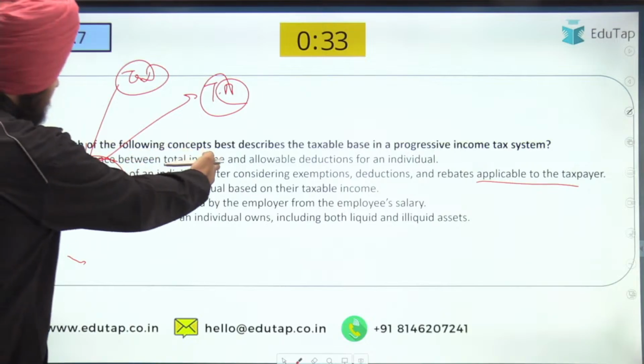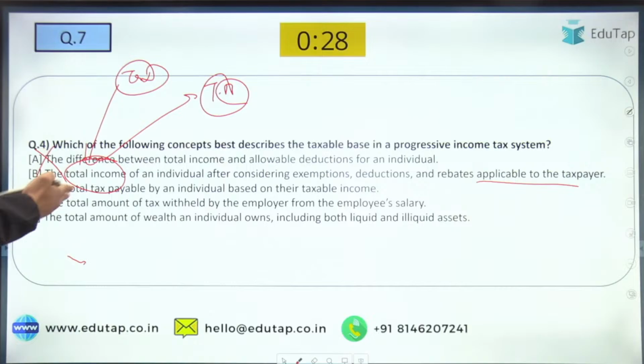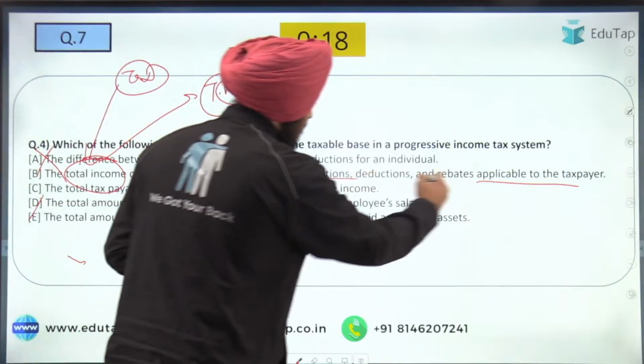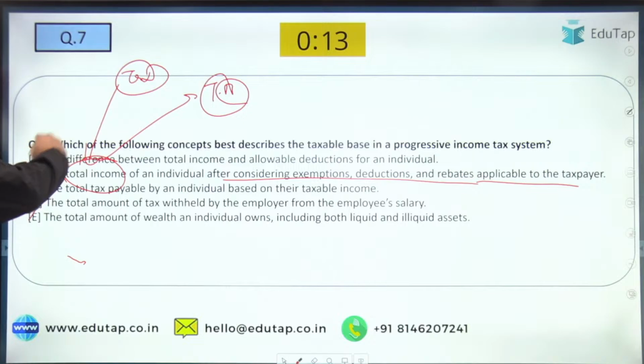The rest of the options you can easily eliminate. It says the difference between total income and allowable deduction, that is not the idea. Then the total tax payable by an individual based on the taxable income, and the total amount of tax withheld by the employer from the employee's salary, that is not going to be the option. So B: once we deduct all these exemptions, after that the tax base is decided. I would say this is the most relevant option as far as this question is concerned.